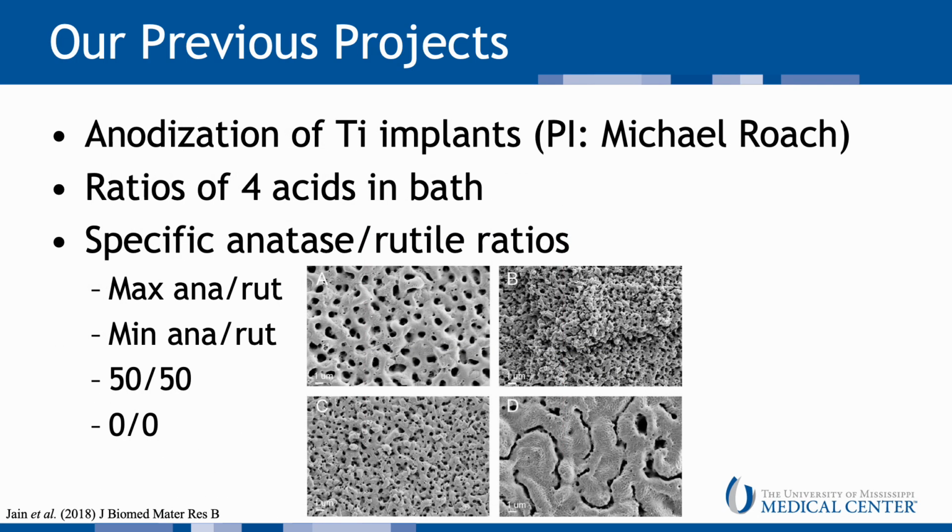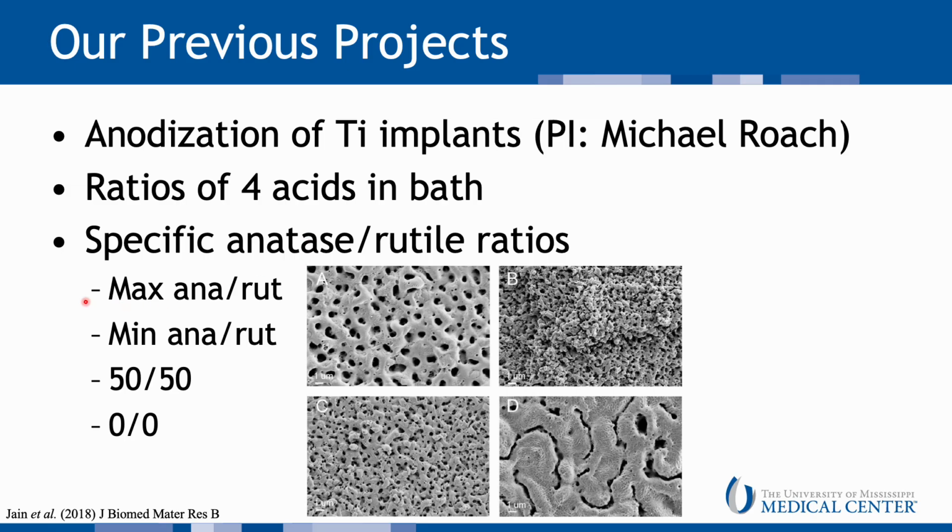Another example is the anodization of titanium implant surfaces to better repel bacteria. And the titanium dioxide that forms on the surface of titanium is normally amorphous, but by controlling the ratio of 4 acids in the bath that we conduct the anodization process in, we can control the amount of crystallinity and the ratio of various crystal phases in that oxide layer on the surface.